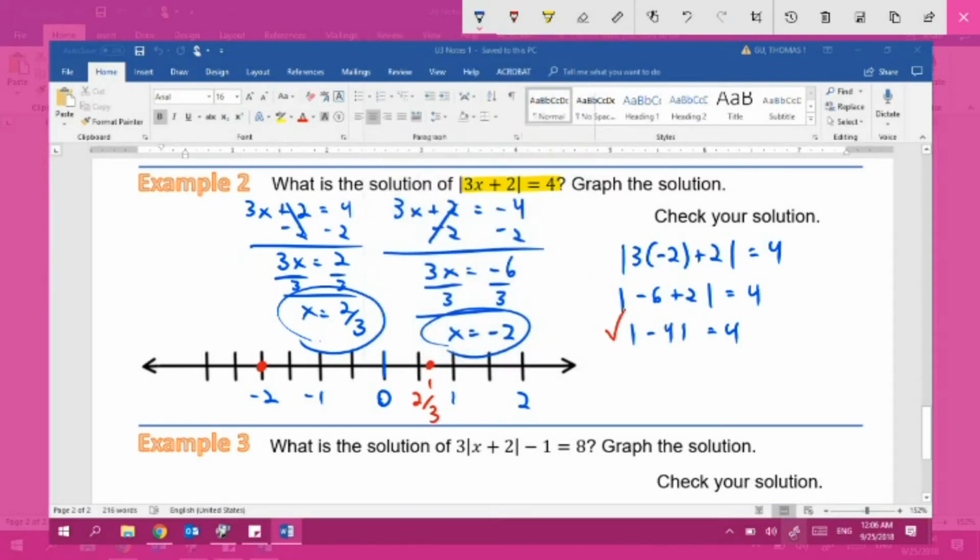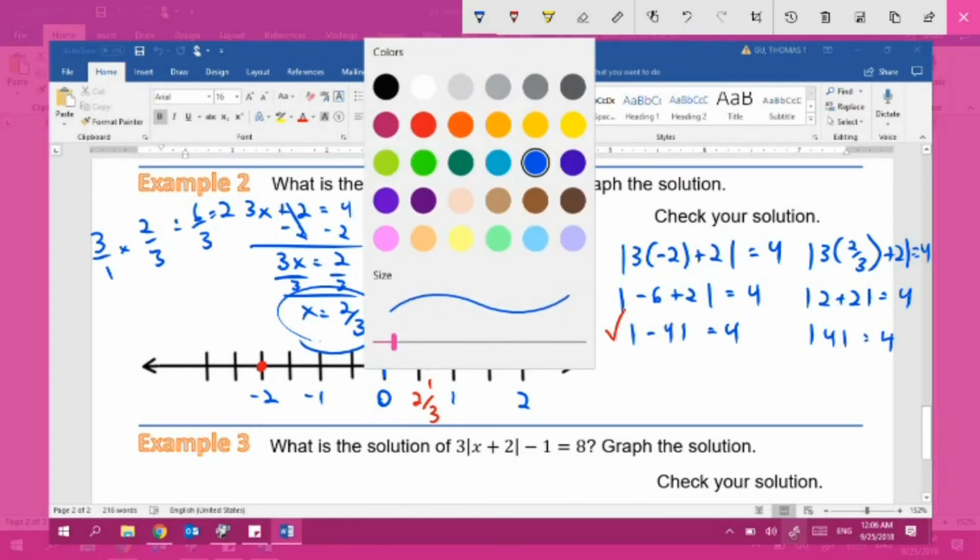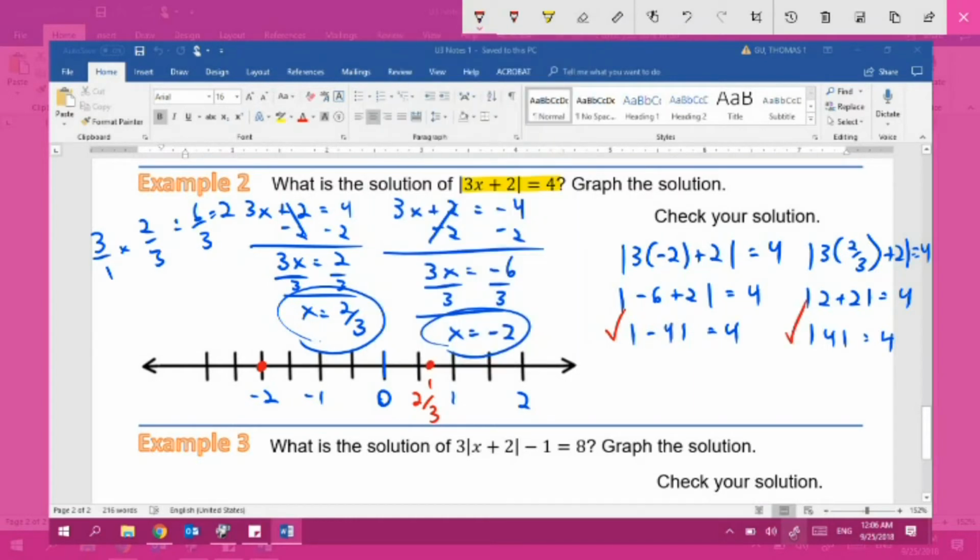And let's check the other one now. Absolute value of 3 times 2 over 3 plus 2 equals 4. So 3 times 2 over 3, I'm going to do it over here on the side. 3 over 1 times 2 over 3 equals 6 over 3, which is the same thing as 2. So now I've got 2 plus 2 equals 4. 2 plus 2 is 4. And is the absolute value of 4 equal to 4? Yes, it is. So we did it. We checked our answers, and we're done.